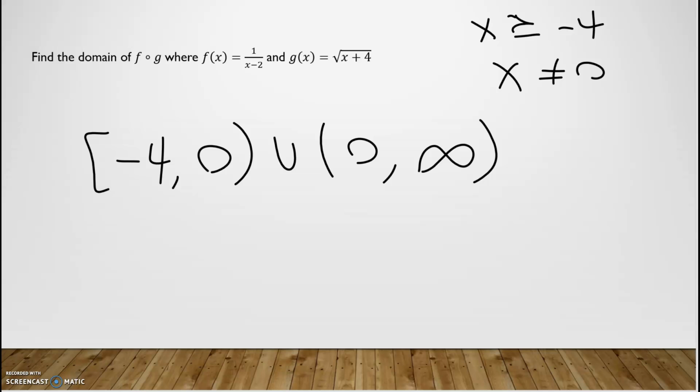What you do is you find the domain of the function that is being put into another function, then find the composition. After you find the composition, find the domain of the composition. Put those two domains together, and that will be the domain of the composition function.